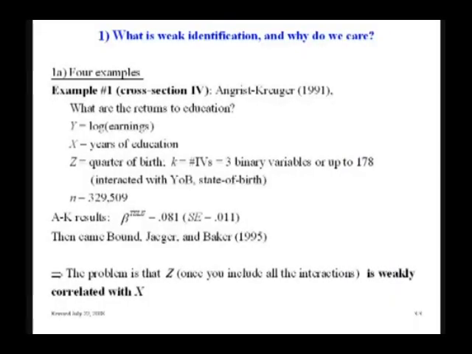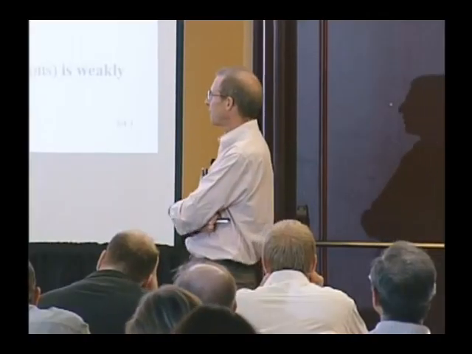Okay, so I'd like to start with 4 examples. The first example, the example that's got this whole literature going, was a paper by Angrist and Krueger, where they were trying to figure out what the returns to education is. What they wanted to run was a regression of log earnings on years of education, and then the coefficient on years of education is supposed to be the returns to education. And there's a number of reasons why, either ability bias or measurement error or whatever, that might not be such a great regression just by OLS.